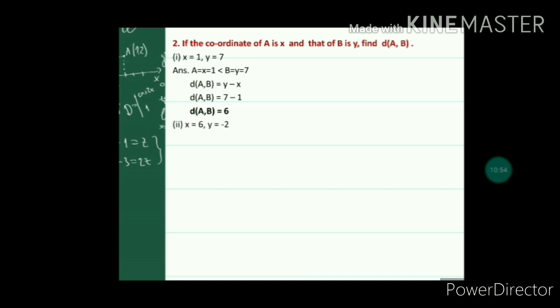Second example is this type. x equal to 6 and y equal to -2.